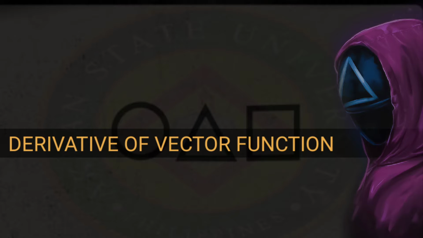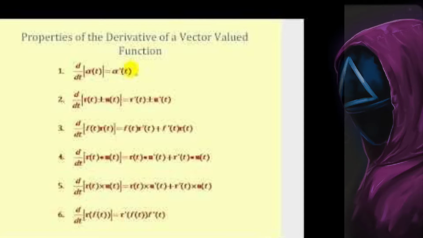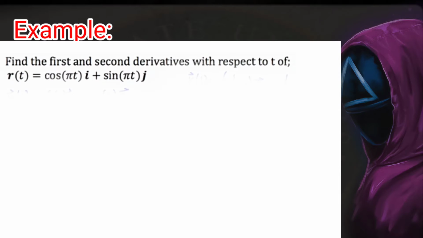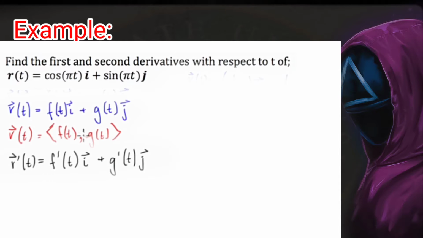Before we proceed to some examples, these are the properties of the derivative of a vector valued function. And now for the example of the derivative of a vector function. Find the first and second derivatives with respect to t of r(t) equals cosine pi t vector i plus sine pi t vector j. As you can see, this is a two-dimensional vector valued function.